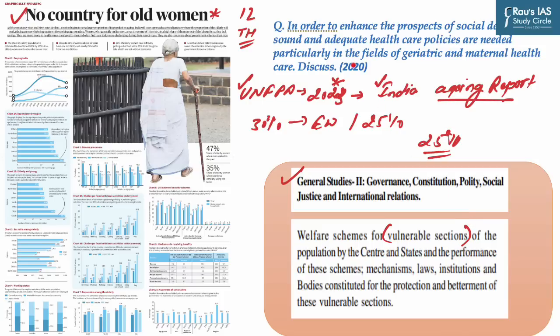Further, if you see previous year UPSC questions, UPSC in 2020 asked a question based on the geriatric population. The question says, in order to enhance the prospects of social development, sound and adequate healthcare policies are needed, particularly in the fields of geriatric and maternal health care. So here in this discussion we will be covering this, so let's begin the discussion.